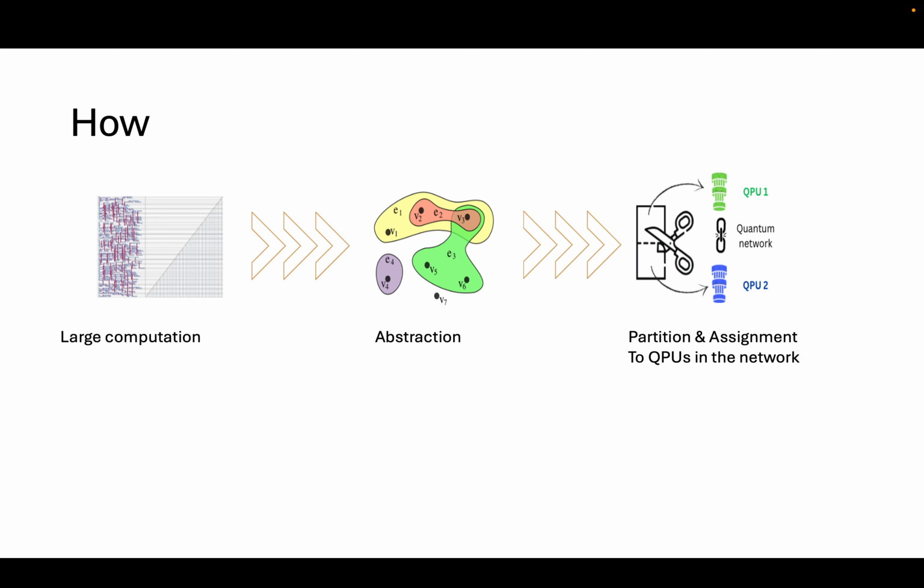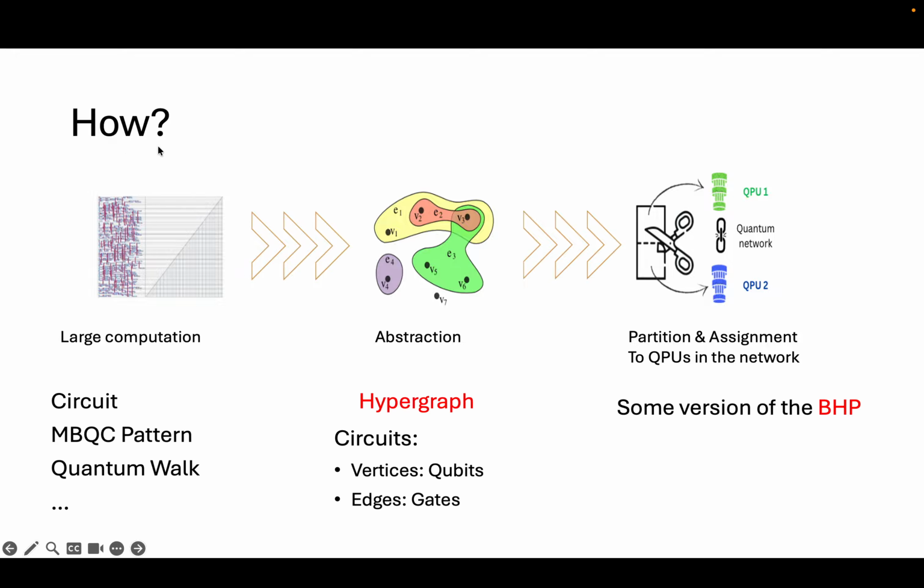Now, how do we do this at the moment? Well, we take a very large computation that wouldn't fit into one device, we abstract it to some sort of intermediate abstraction, and then we cut up that abstraction in a way in which every QPU in our network could be assigned a different subsection of our original large computation. That looks a little bit like this.